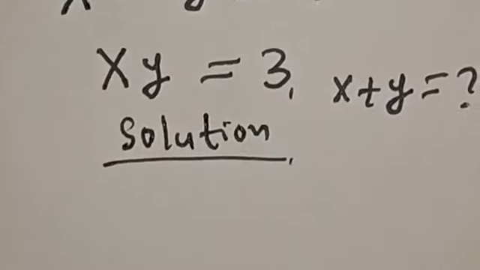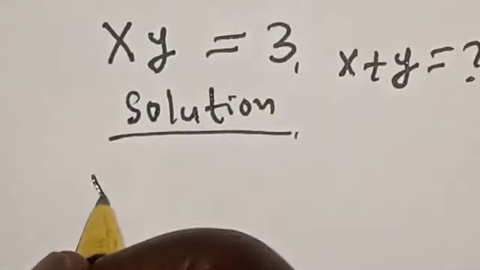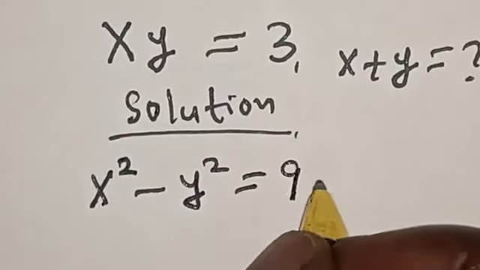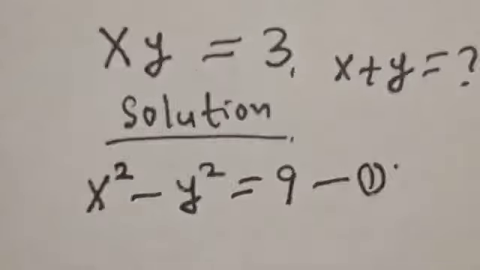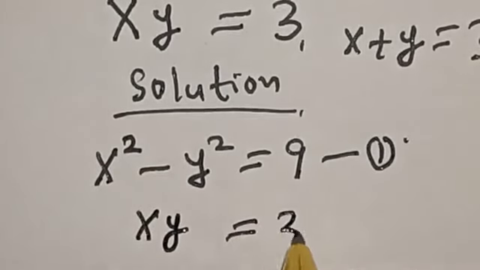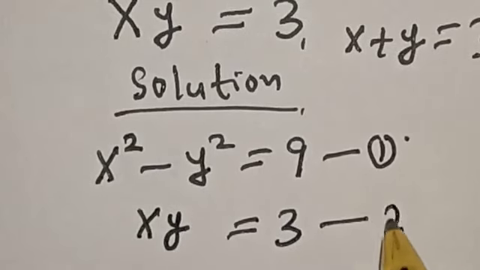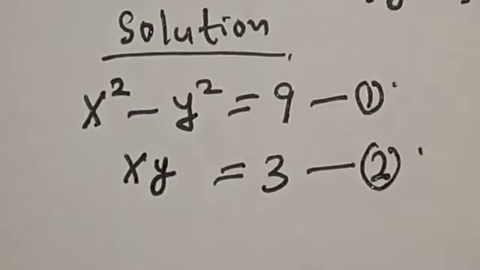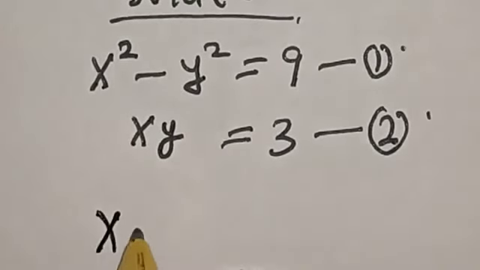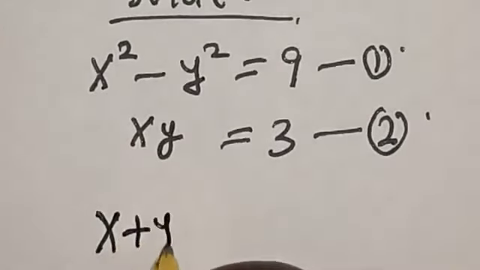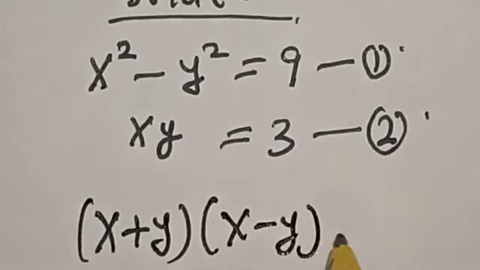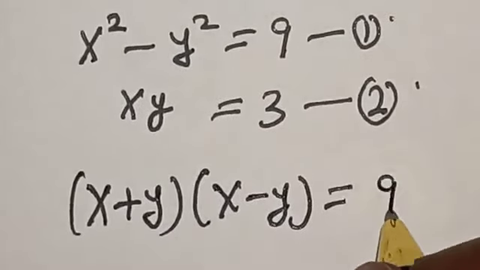We have the given question, x squared minus y squared is equal to 9. Let's call this equation 1. Then also, xy is equal to 3. Let's call this equation 2. From equation 1, this is the difference of 2 squares. That is, x plus y into x minus y is equal to 9.